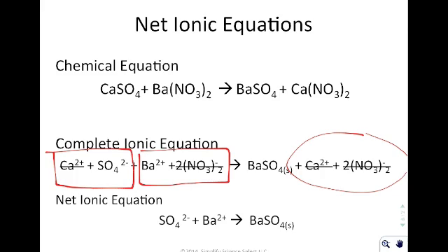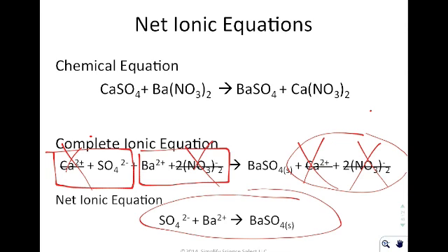So now we make what's called a net ionic equation. So I had ions on the left, I do have some ions on the right. The ions on the left and the ions on the right will cancel out, and they will give you what's called a net ionic equation.